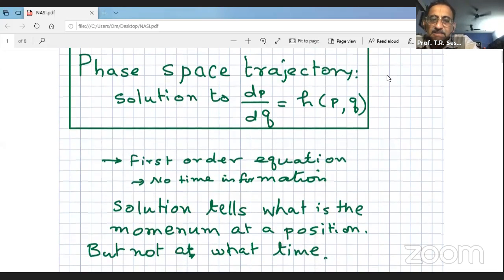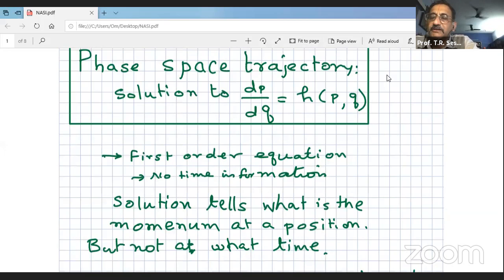As I gave an example of a truck going through a desert and leaving a path, I know at a given x coordinate what the y coordinate is, but I do not know from this path at what time the truck reached that point. Similarly, in the case of a phase space trajectory, I know that at a given position what the momentum of the particle was, but I do not know the time when that position and momentum were attained. Okay, further down.